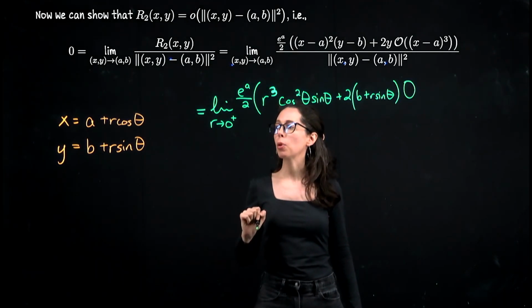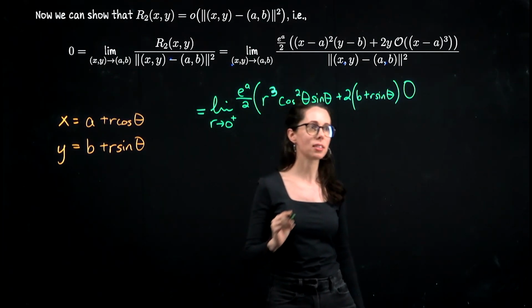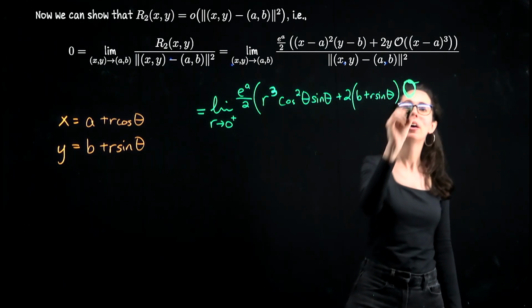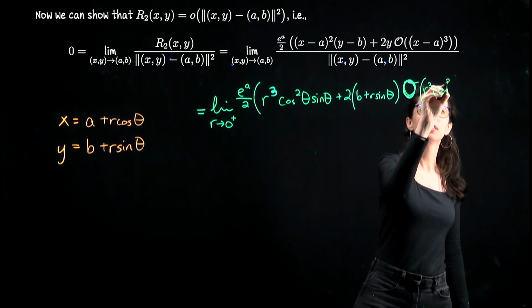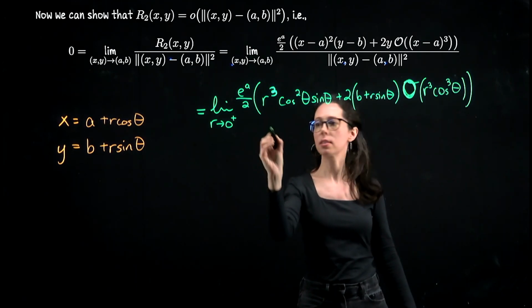X minus a cubed, I'm going to write r cubed cosine cubed, although it's the r cubed that we really want to focus on in this example. So this is an O. Okay, big O of r cubed and then cosine cubed. Okay, I think that's all the parentheses.